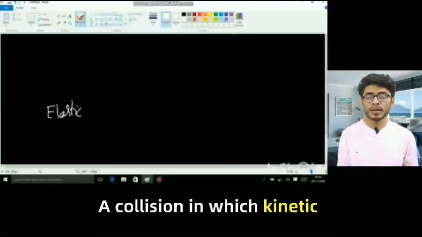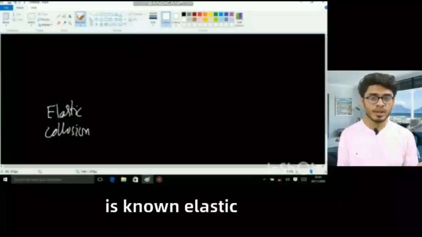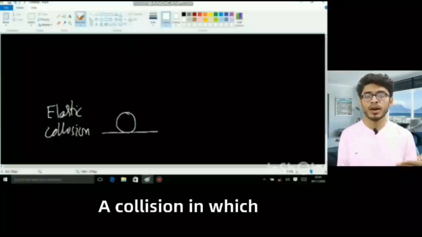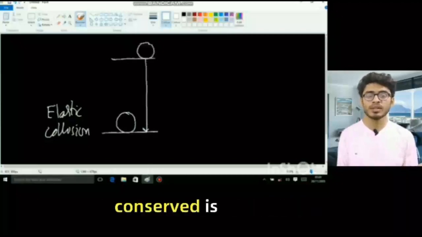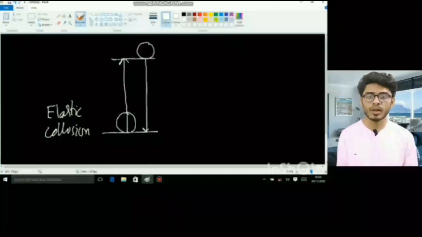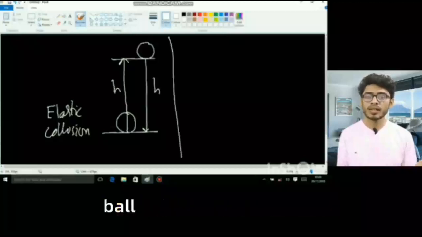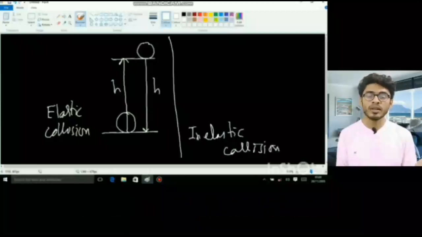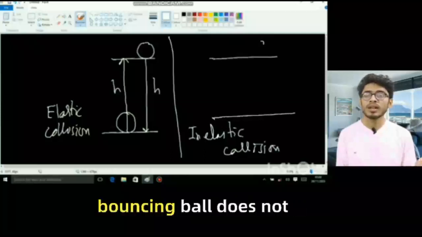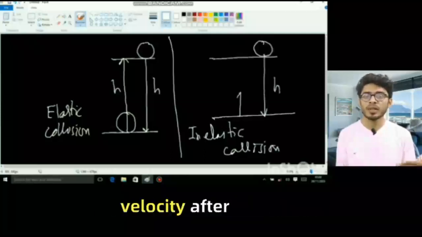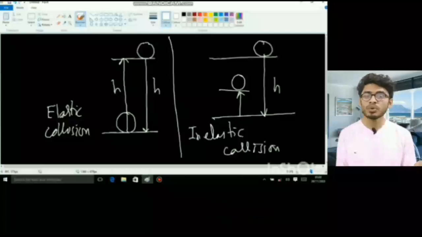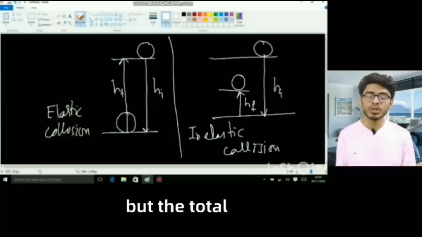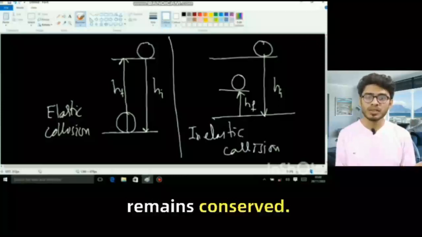A collision in which kinetic energy remains conserved is known as elastic collision. A collision in which kinetic energy does not remain conserved is known as inelastic collision. In elastic collision, the bouncing ball gets the same height and same velocity after impact. In inelastic collision, the bouncing ball does not get the same height and same velocity after impact. This is because most of its energy is used against the frictional forces and air resistance, but the total energy of the system remains conserved.